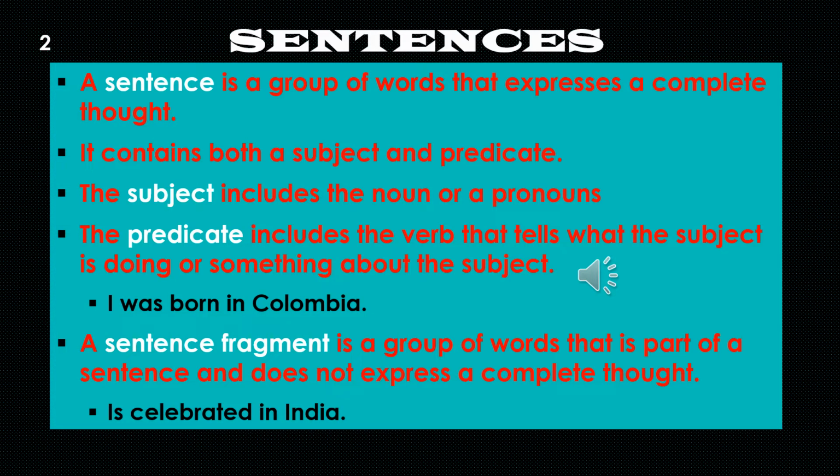Now, here I have a sentence as an example. I was born in Colombia. I, it's the pronoun or the subject, and the predicate is the verb. The verb is was born in Colombia. That's the predicate. It gives us more information about the subject, and the subject is I.